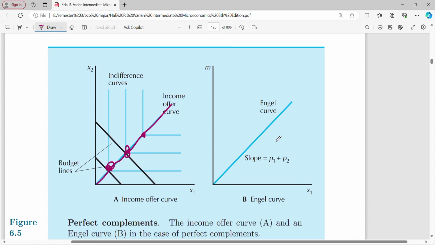And here we know the slope will be P1 plus P2, because the demand for a complement good is M by P1 plus P2, as both goods are considered here. He can't just go with the left shoe as in the substitute case, where we just go with the blue pencil, so it would be M by P1. Here we need both, so M by P1 plus P2. And this will be the Engel curve.